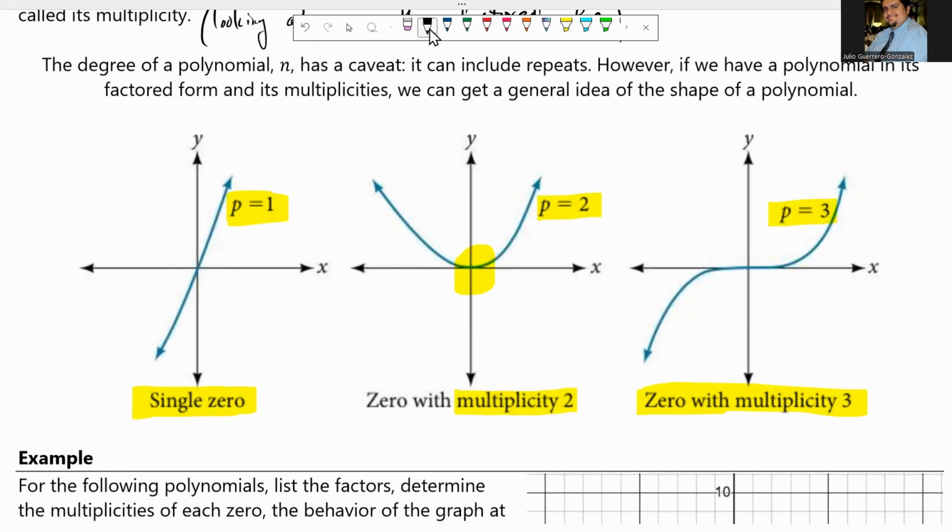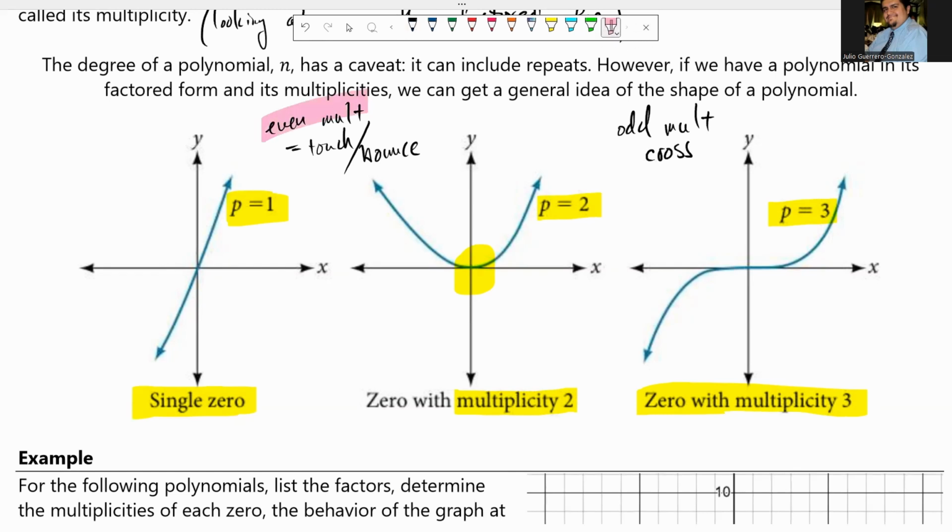So even multiplicities just sort of touch or bounce, right? Odd multiplicities outright cross. Okay. And that's what we're going to be using right now.